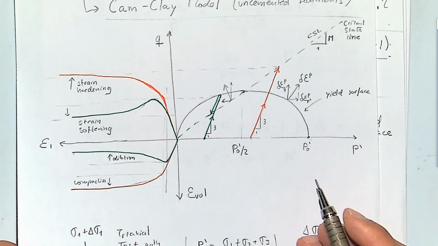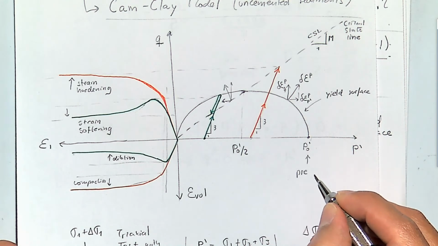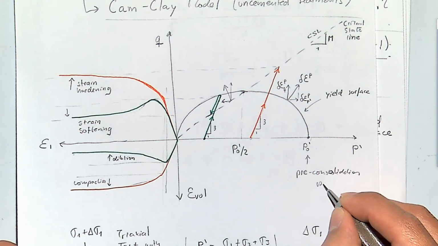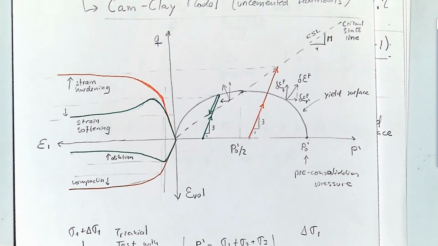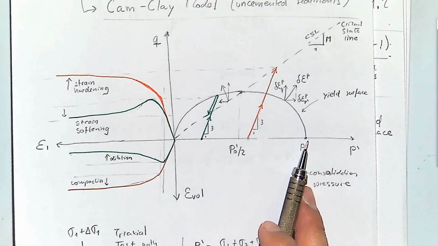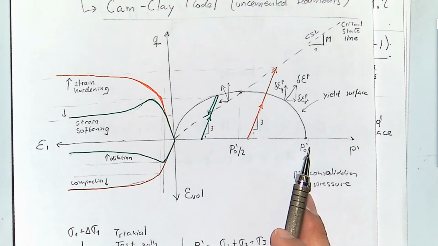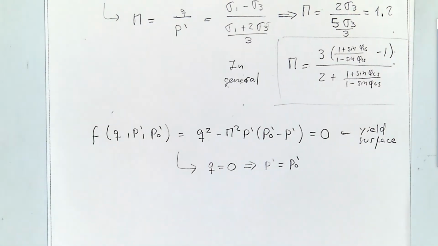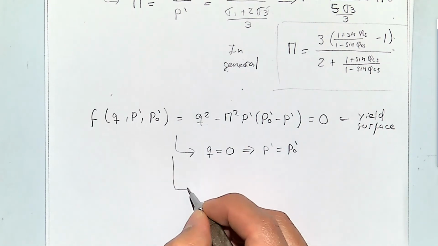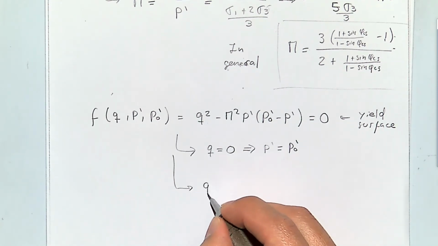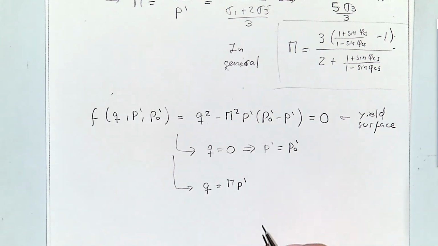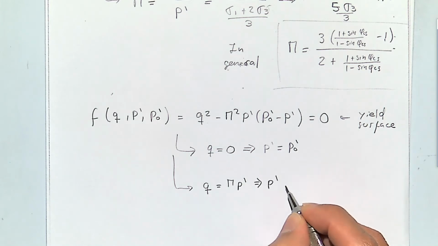And this is the point that we said is called the preconsolidation pressure. It is very important because it defines the size of the ellipse. And it's not a constant, it's a variable. These all are variables. And for example, when q is equal to M p prime, then what is going to be the value of p prime?